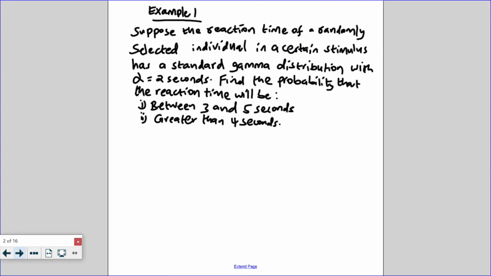So now, without much ado, let us take our example number 1, which says: suppose the reaction time of a randomly selected individual to a certain stimulus has a standard gamma distribution with alpha 2 seconds. Find the probability that the reaction time will be, Roman 1, between 3 and 5 seconds, and Roman 2, greater than 4 seconds.